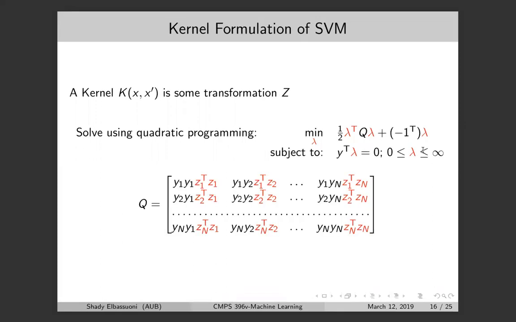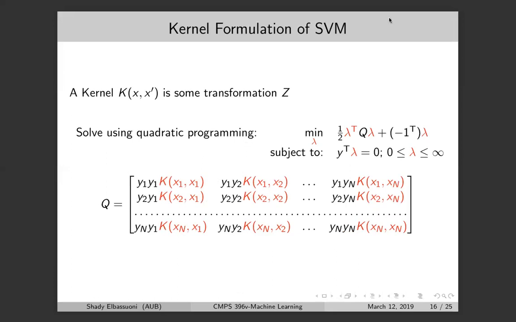But just a question for you. Before, we had Q with y1, y1, Z1 transpose Z1. So we said we transform the points into the Z space and then do the dot product in the Z space. With the kernels, what changes here? The Z's, yes, but what do I change the Z's into? What was the kernel? K of x and x dash. I changed it into the kernel.